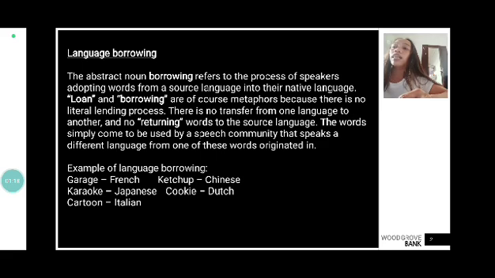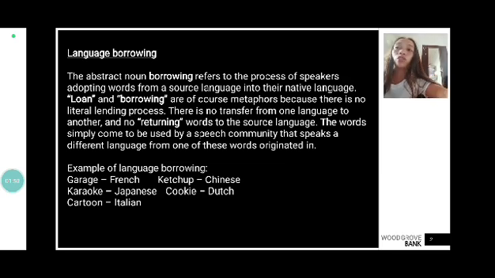For example, language borrowing includes the word garage. It is from the French language, and other words that came from French include entrepreneur and catalog. There are also words that are borrowed from Chinese, and that includes the word ketchup. Other examples are karaoke from Japanese, cookie from Dutch, cartoon from Italian, and many more.